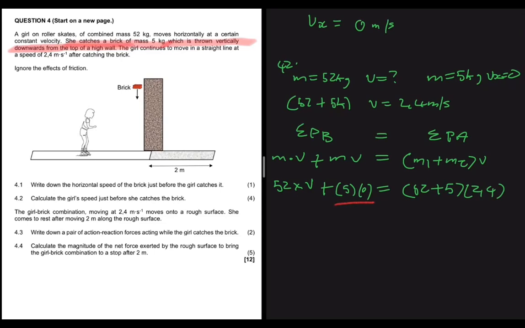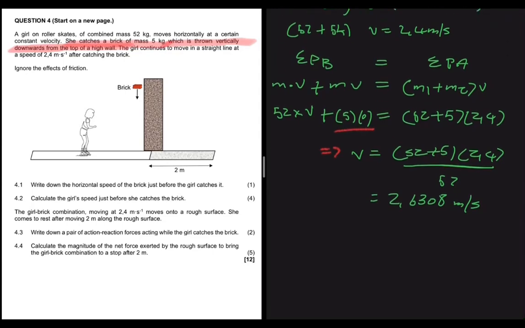So we're going to just be left with 52 multiplied by the velocity of the girl before catching the brick. If we solve for that, we're going to get v equals 52 plus 5 multiplied by 2.4, and then everything divided by 52, the coefficient of v. The answer here is 2.6308 meters per second, in the direction the girl was initially moving.